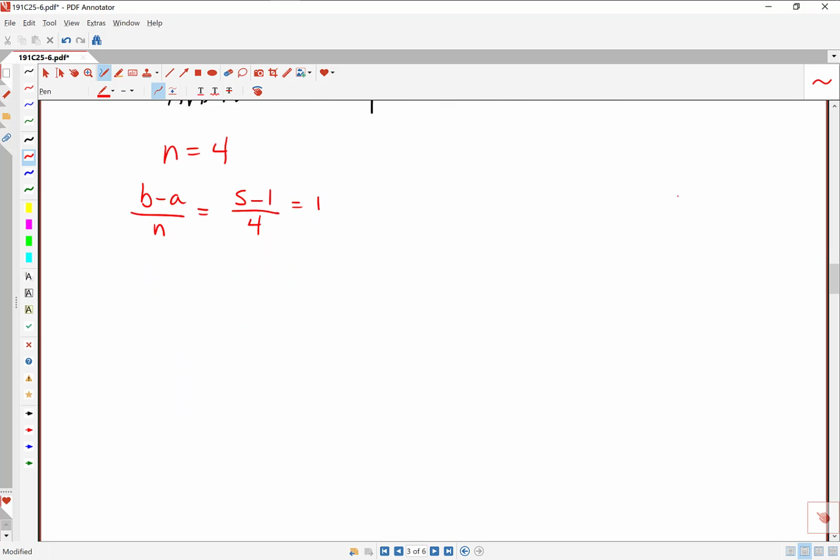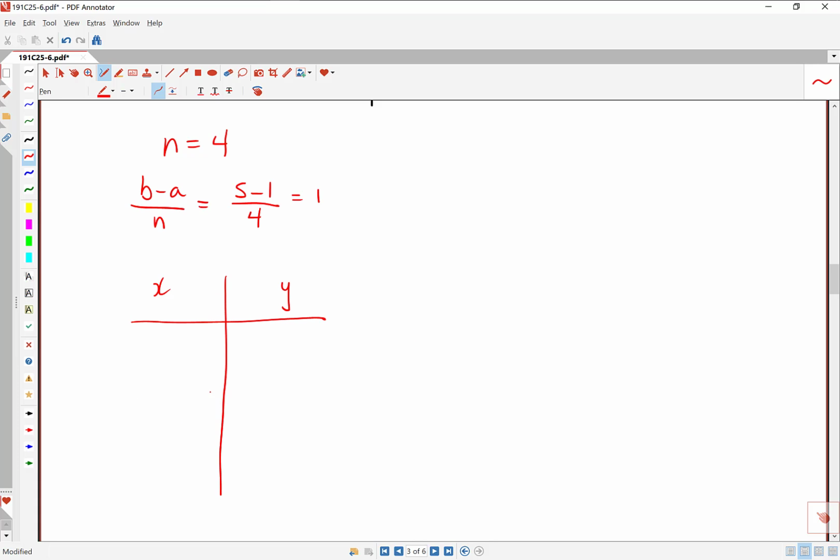And then from there, we can build our table of values. So the way we build this table is going to feel pretty similar to what we did with the trapezoidal rule. You start at A, you finish at B, and you go up by whatever your step size is. We said b minus a over n is 1, so that's going to be our step size. So we just get 1, 2, 3, 4, 5 for our different x values.